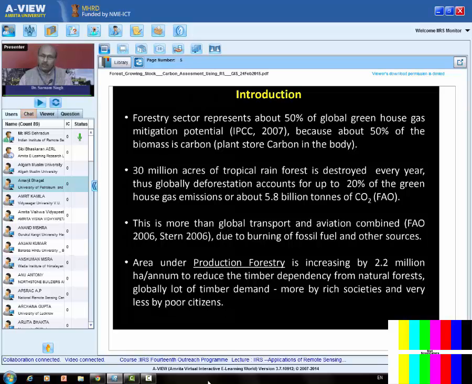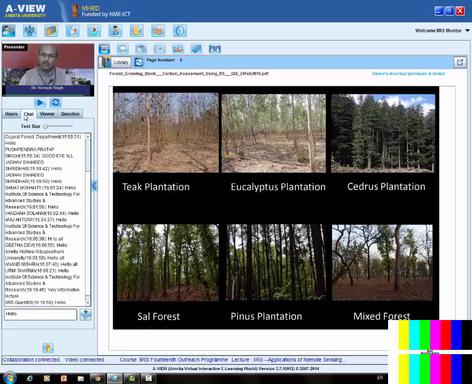This is more than the global transport and aviation combined, which is released due to fossil fuel burning and other sources. Therefore, the forestry sector is very important. And because of these concerns, the area under production forestry, that means plantation forestry, is increasing day by day, at around 2.2 million hectares per annum. The whole idea is that we should reduce our timber dependency on the natural forest, so that we have plantation forests grown only for cutting and not touch the natural forests which are meant for biodiversity conservation and all that.